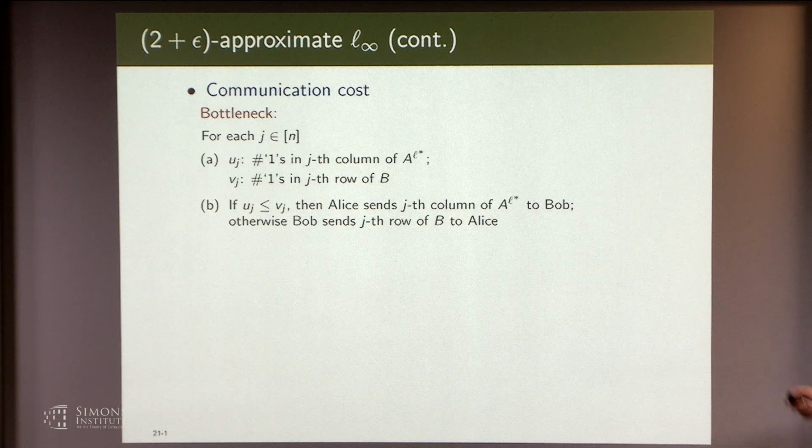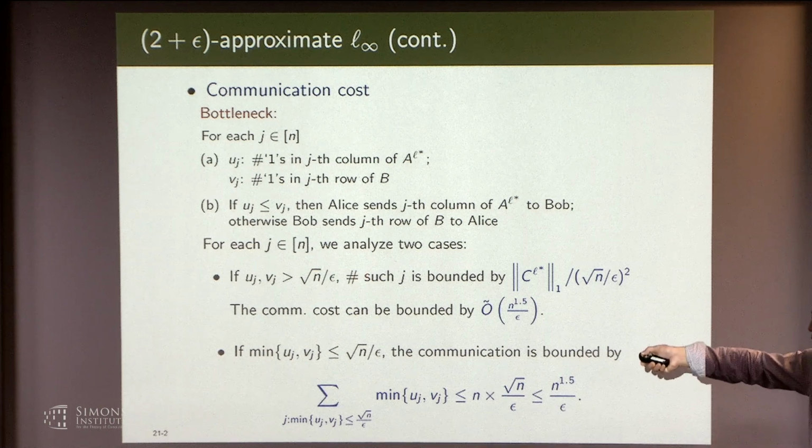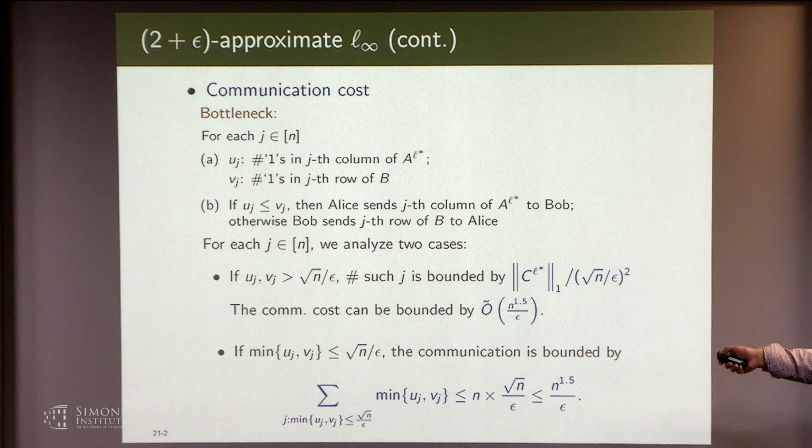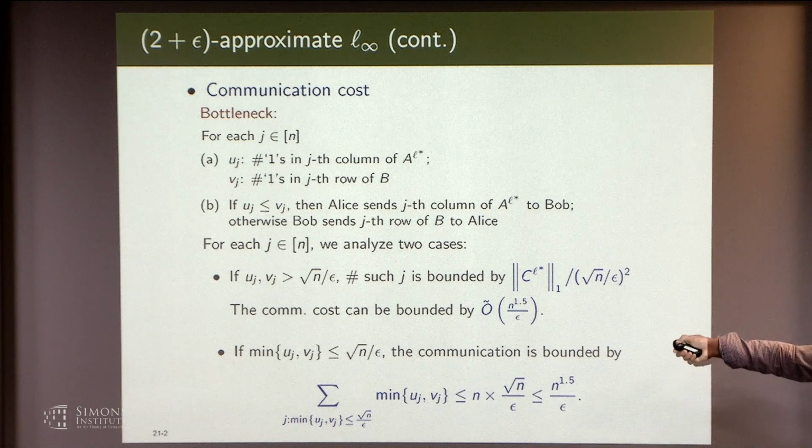And the communication cost is actually dominated by the exchange of those ones in rows and columns. So we analyze this cost in 2 cases. The first is when both the number of ones in columns and the number of ones in rows, basically both Uj and Vj, are large. But that means there are not so many J's, because the L1 norm of CL star is small. Each such J will contribute Uj times Vj mass to the L1 norm of this matrix. So if this is small, then there are not so many J's, so the communication is bounded.